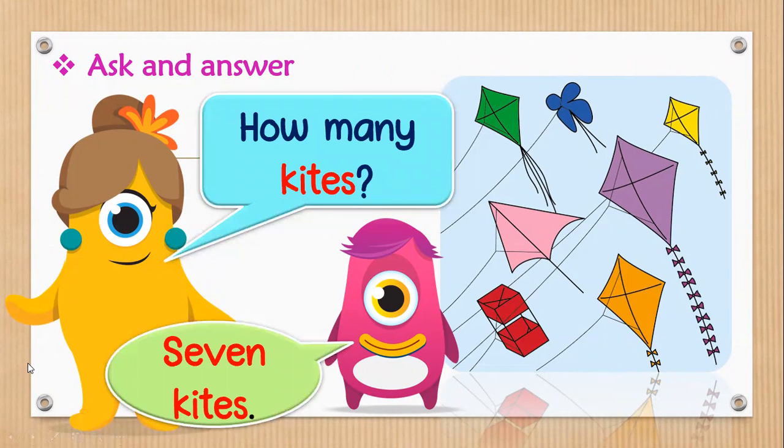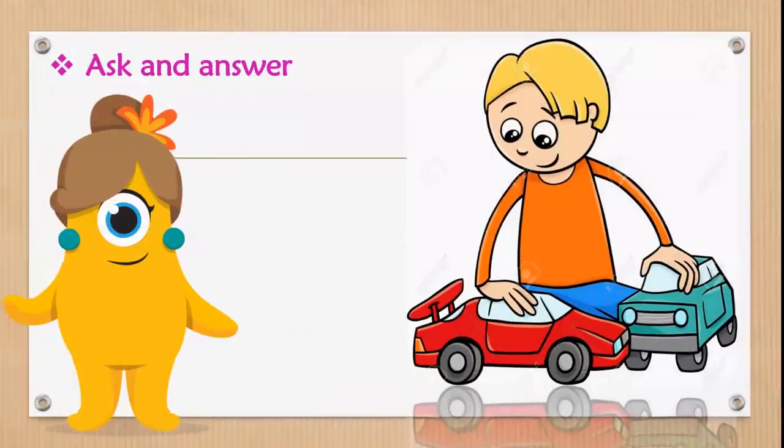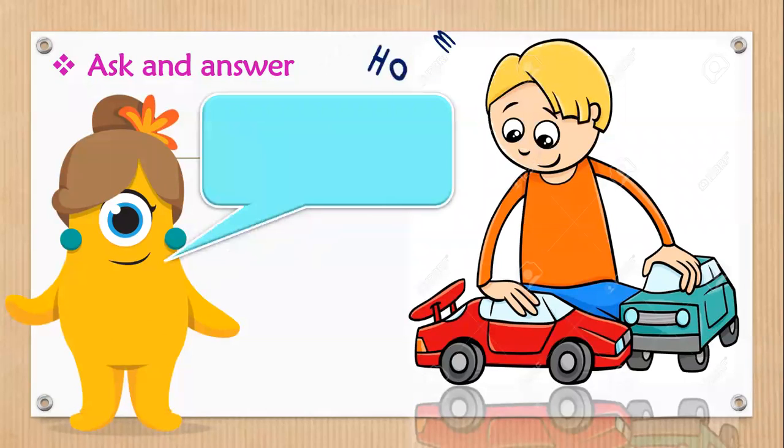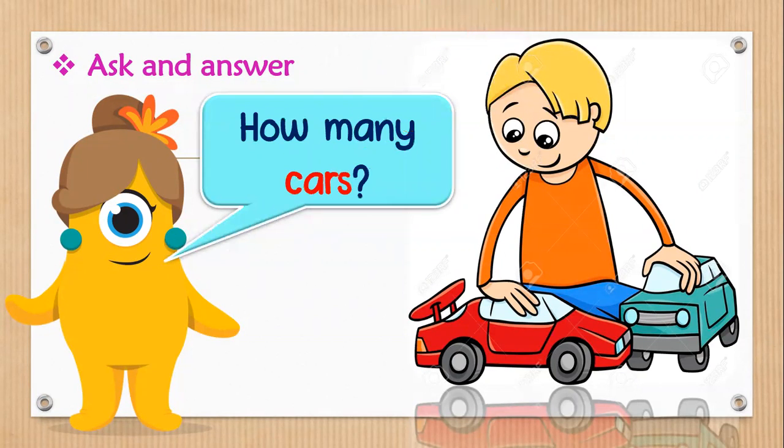Oh, but I forgot. 7 what? 7 kites. Remember to give a complete answer. 7 kites. How many kites? 7 kites. Another example.